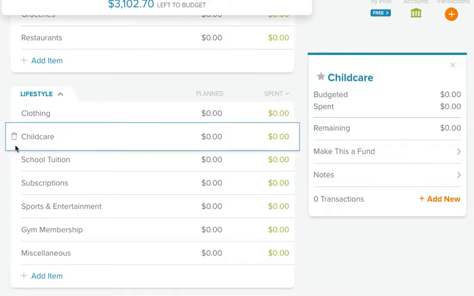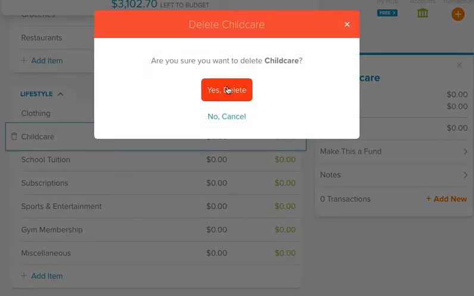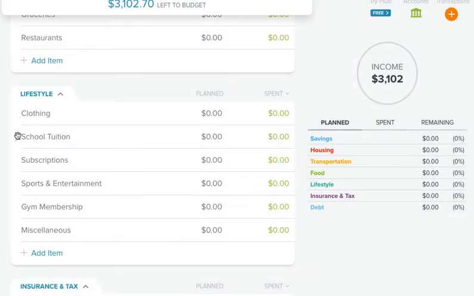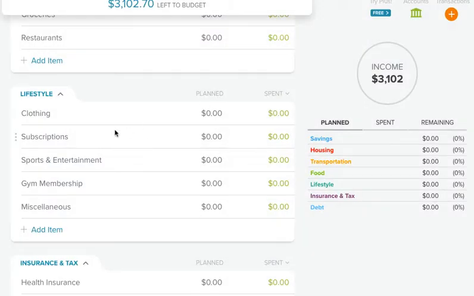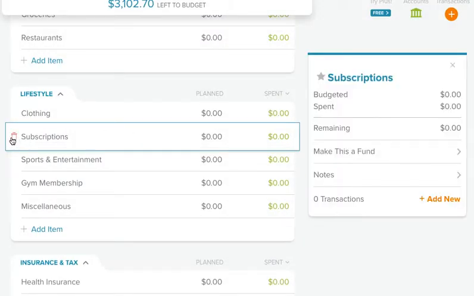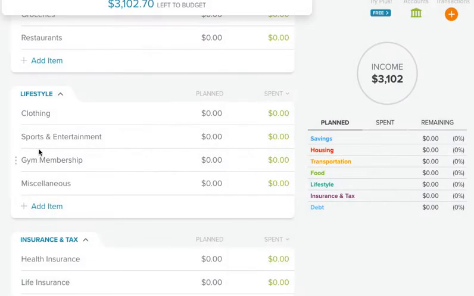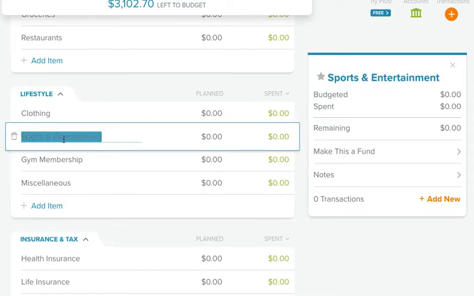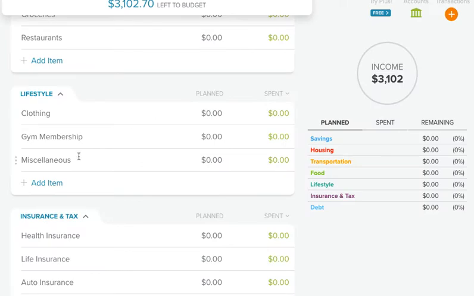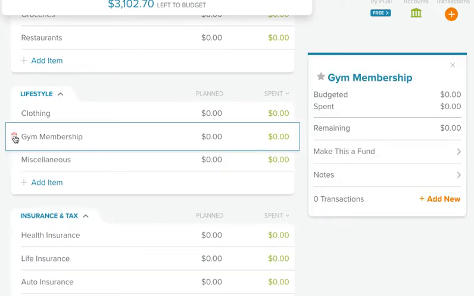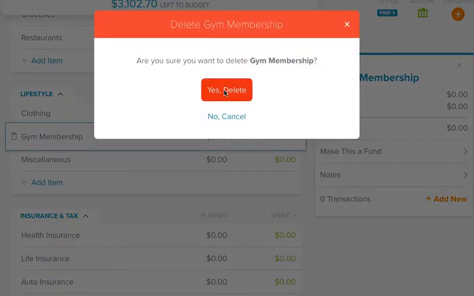I don't have any children. School tuition, I actually finished school. I don't have any subscriptions. A lot of my entertainment has to do with dining out and stuff like that, so I'm actually going to get rid of this one. If I feel that in the future I need to add it, then I'll go ahead and put it back in. I don't have a gym membership, so I'm going to go ahead and delete that.